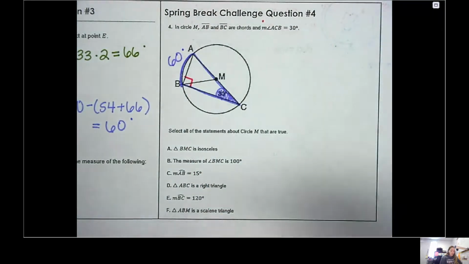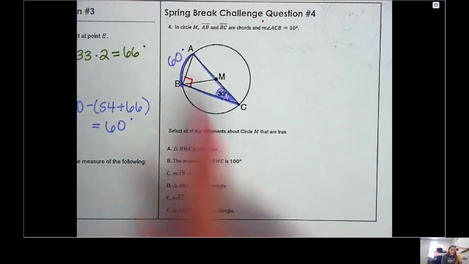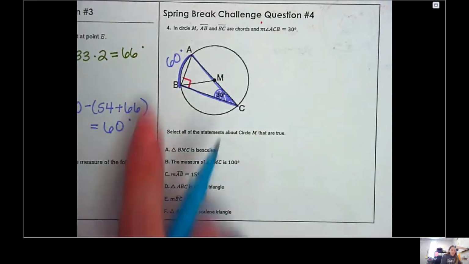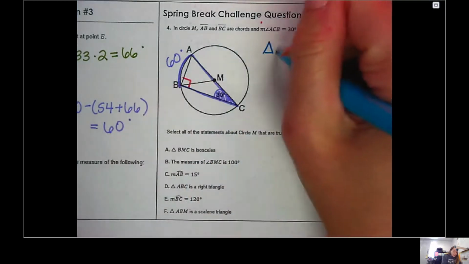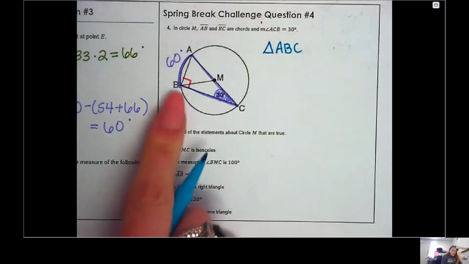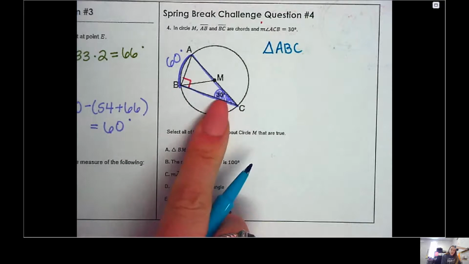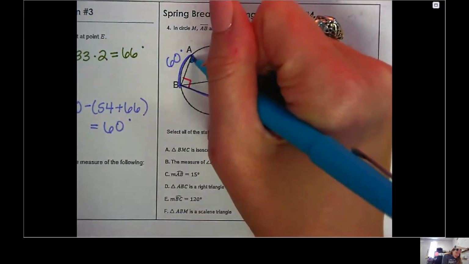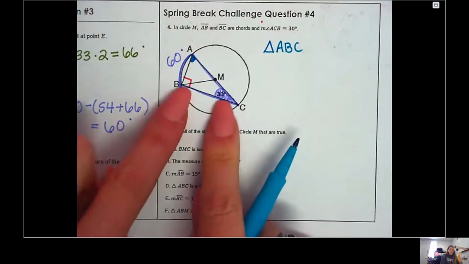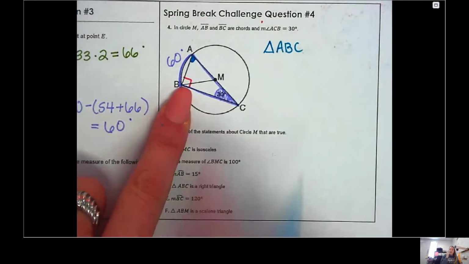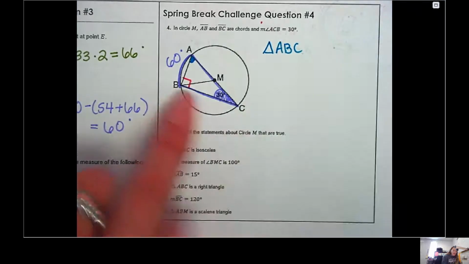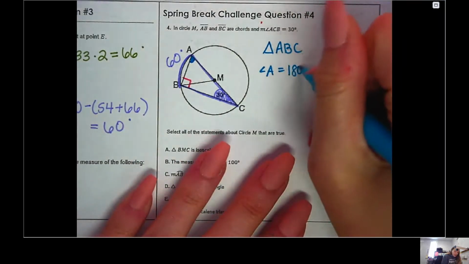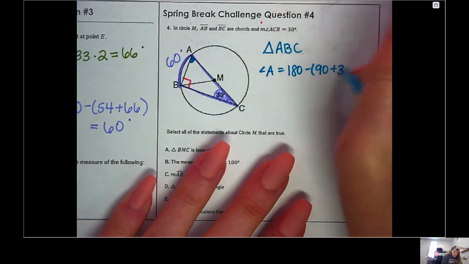Now, you will also notice here that this is a triangle, right? Triangle ABC. And you know that in triangle ABC, you already have a 90 degrees and you have a 30 degrees. So I could figure out what angle A is right here if I decide to add these two together and subtract them from 180. So to find angle A, I'm going to do 180 minus 90 plus 30.